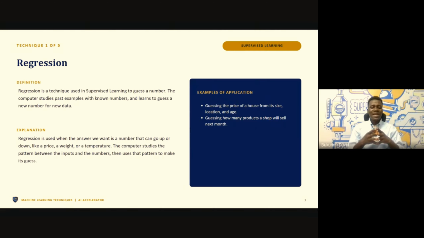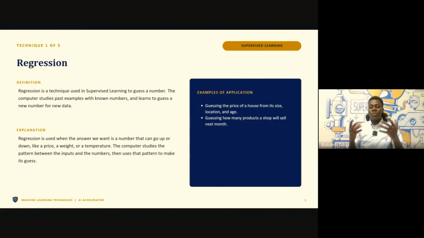Regression is used when the answer we want is a number that can go up or down. So like the price of a building, the weight of a product, or the temperature of a particular region. The computer studies the pattern between the inputs and the numbers and then uses that pattern to make its guess. Examples of application of this is guessing the price of a house in a particular location, looking at the size of the house, the location, and the age, that's how long the house has been built.